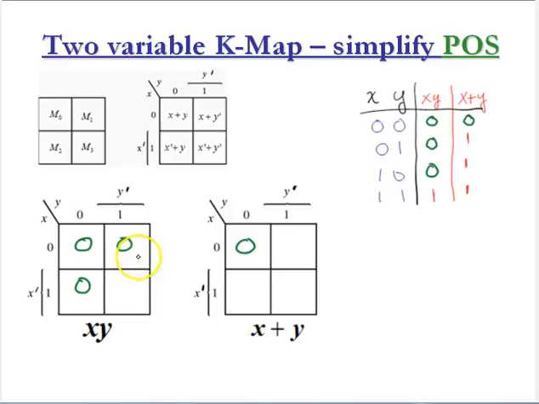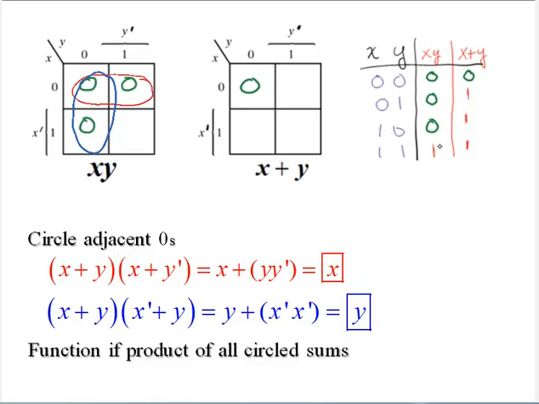So our xy, our AND function, has the 3 zeros, and our OR function only has the 1 zero loaded into the Karnaugh map. And again, when we circle adjacent zeros for our AND function, here we have our y changing from 0 to 1.